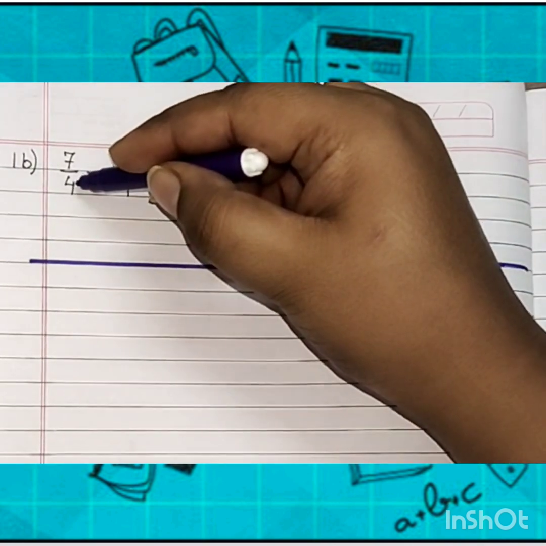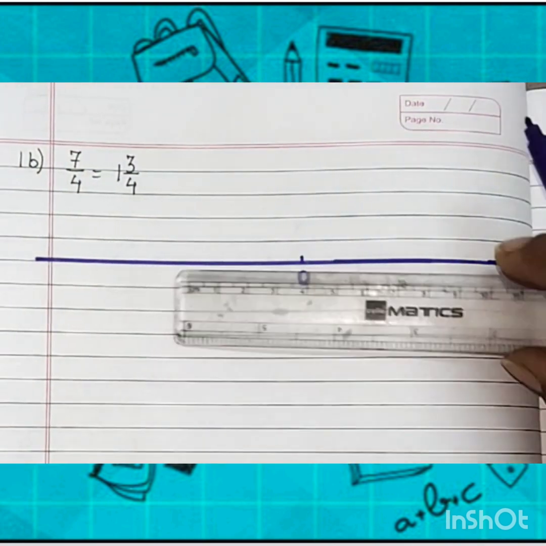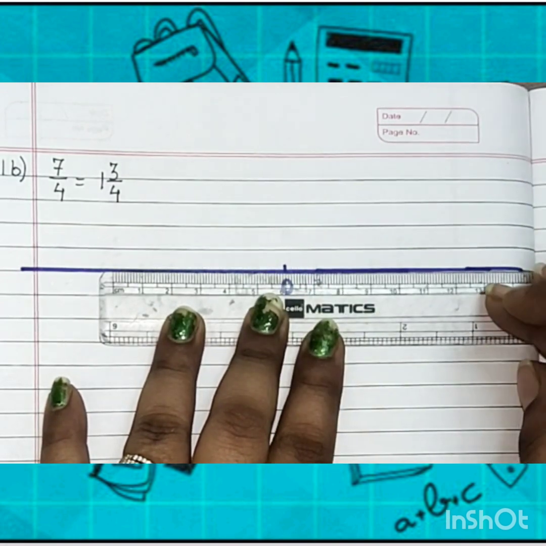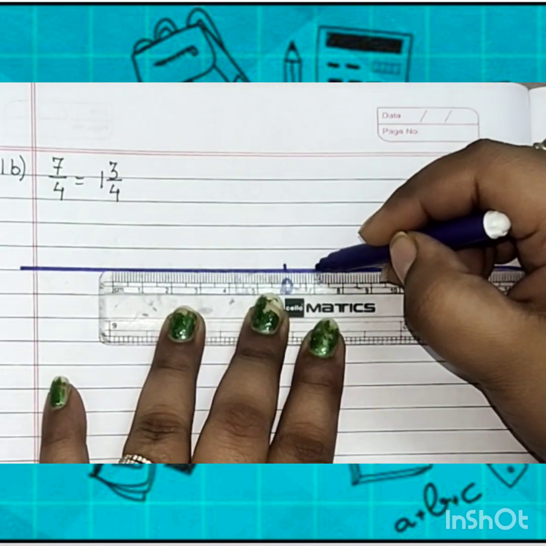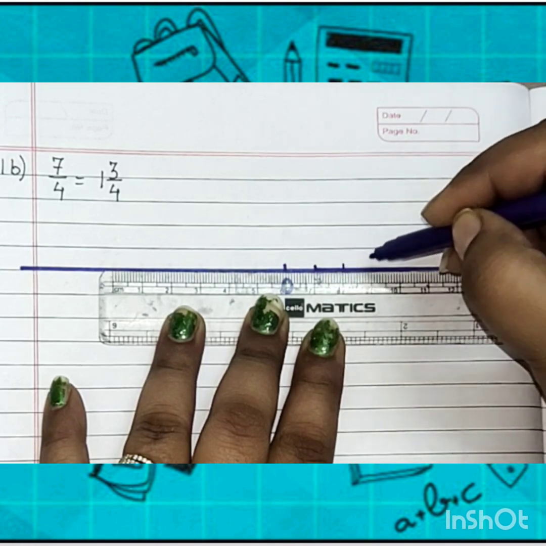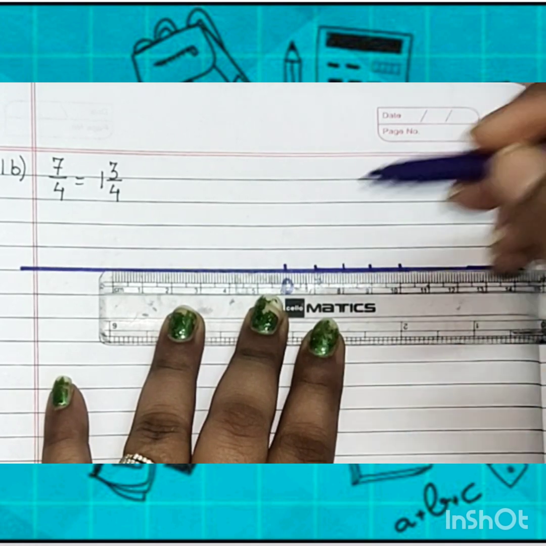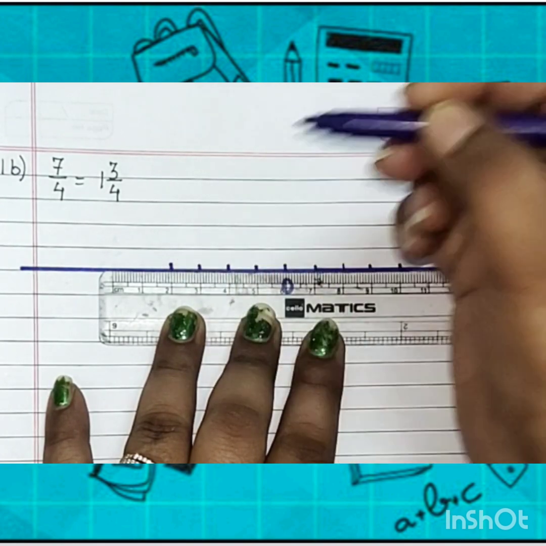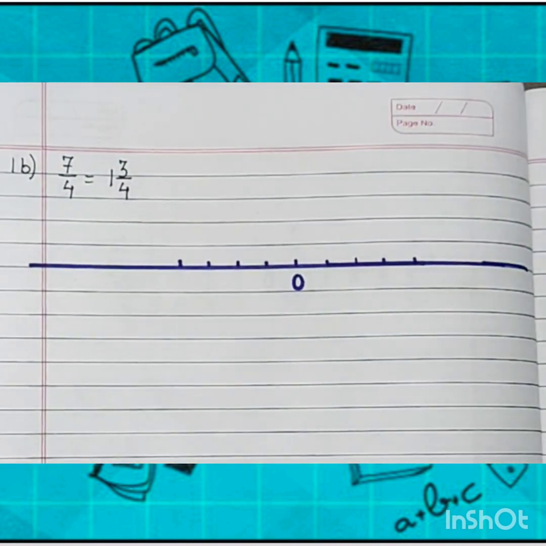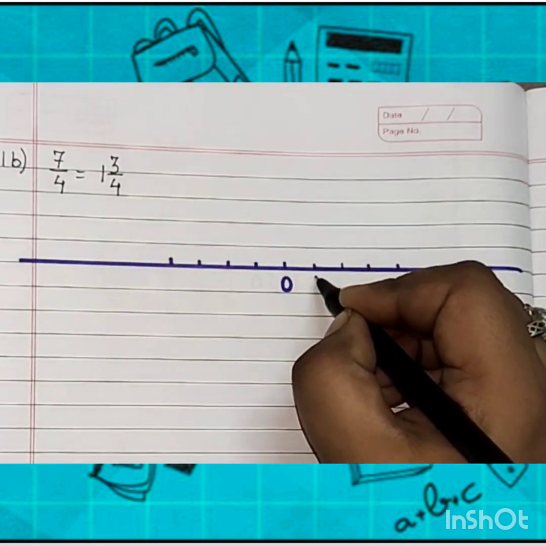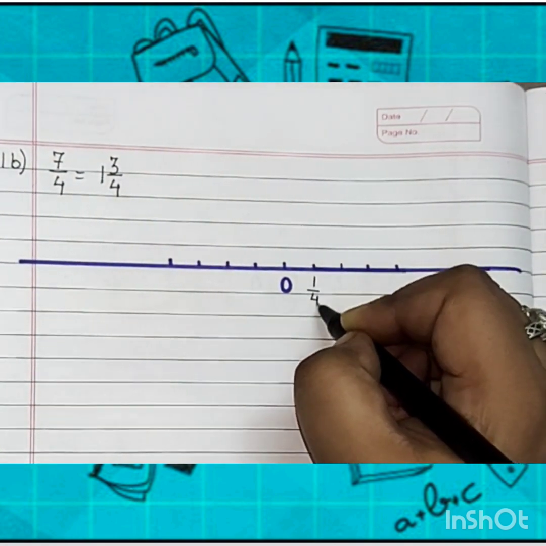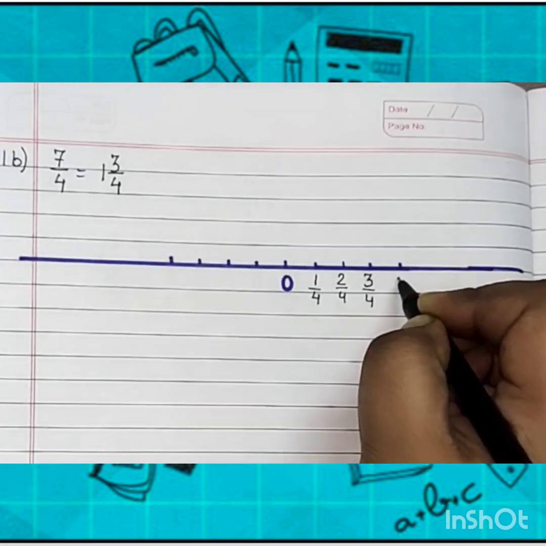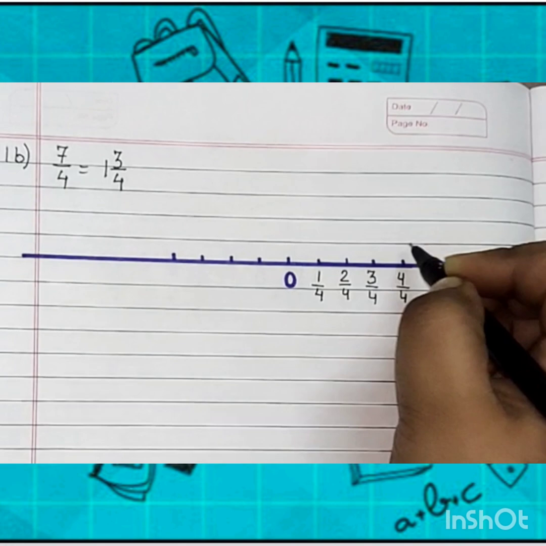First of all, draw a line segment and mark 0 anywhere. Now we have to check its denominator, which is 4. So we will put 4 equal marks on the right side of the 0 as well as on the left side of the 0. This becomes first, second, third and fourth mark. Then for -1, for -2, -3 and -4. Now write their values. This will be 1 upon 4, then 2 upon 4, 3 upon 4 and 4 upon 4. 4 upon 4 means 1.